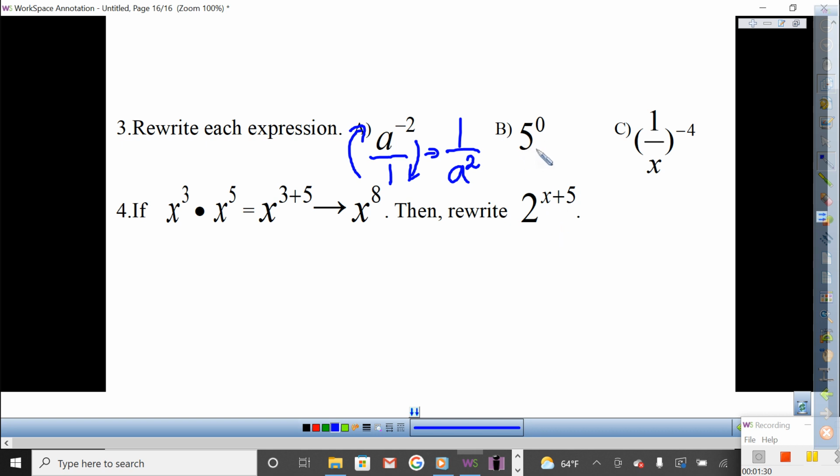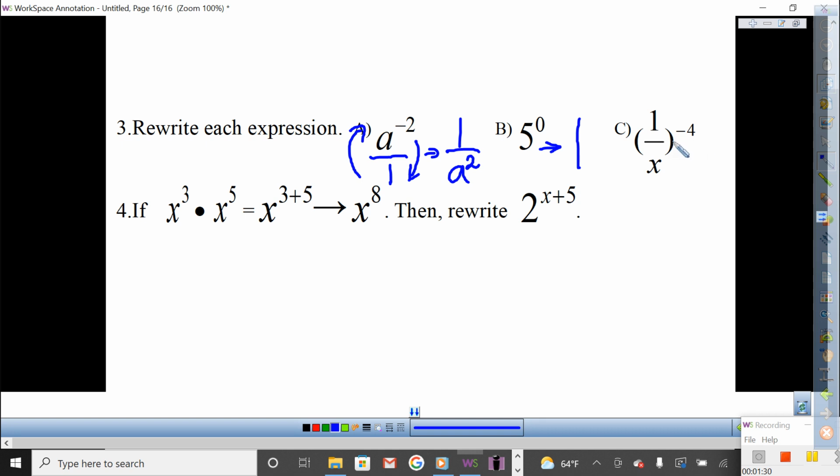Now, part B, you should know by now. Because if you don't, I'm going to explain it again. 5 to the 0 exponent. Now, see if it triggers. Anything to the 0 exponent is 1. That is correct. Yeah, anything. X to the 0 exponent is 1. 23 to the 0 exponent is still 1. Anything to the 0 exponent is 1.